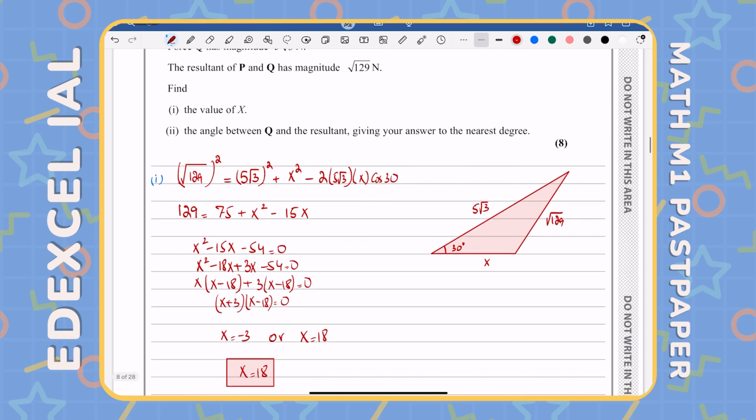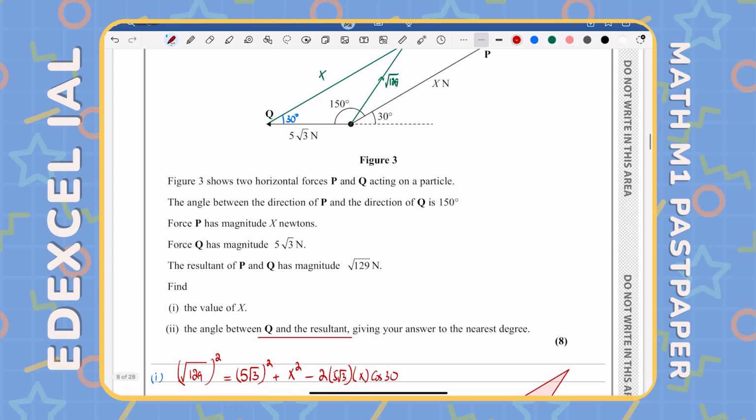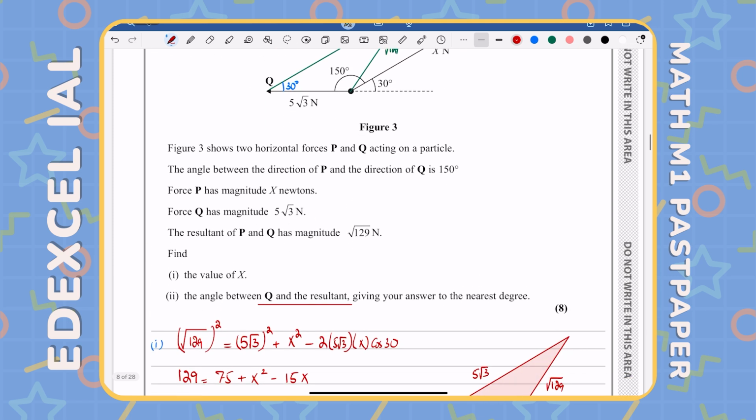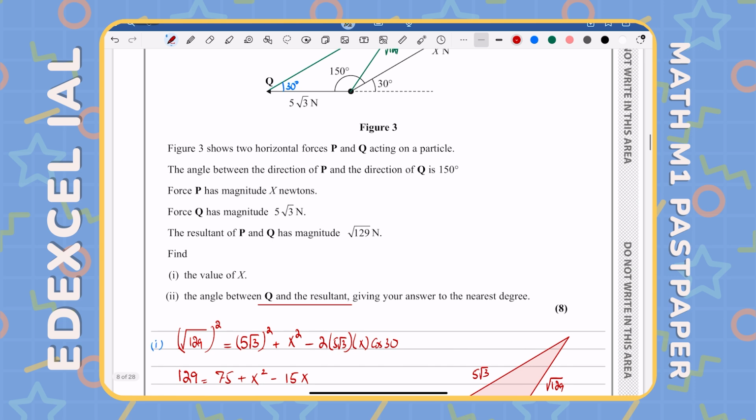All right, now let's have a look at part 2. Part 2 says the angle between Q and the resultant. Okay, so remember these two forces were basically P and Q. Force P was x newtons, which we have worked out to be equal to 18, and force Q was 500√3. So we are supposed to find out the angle between Q and the resultant, giving an answer to the nearest degree.